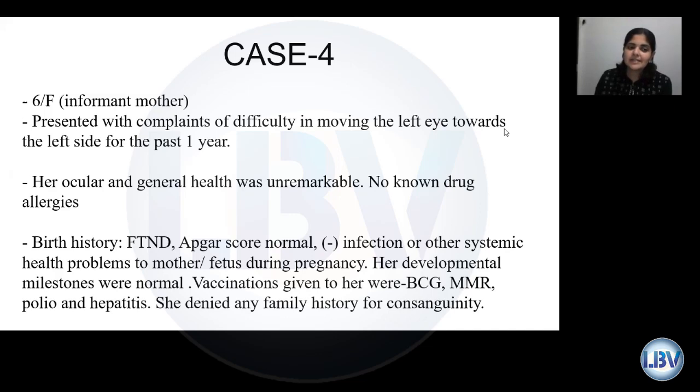She was a 6-year-old girl, and she had difficulty moving the left eye outwards. The mother had been seeing this for the past 1 year. Her general health and ocular health otherwise were normal, and nothing was detected, and she didn't have any known drug allergies. Her birth history was normal and her developmental history was mostly normal. And there was no history of consanguinity in the family.